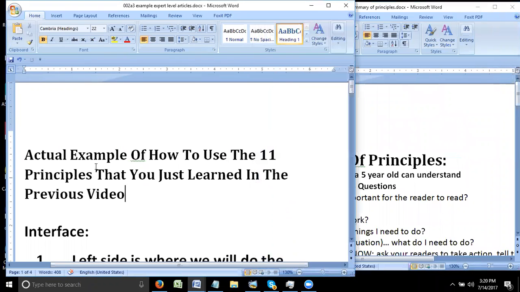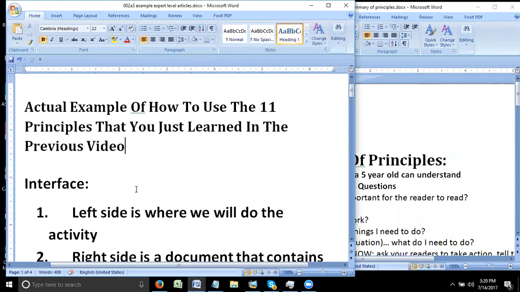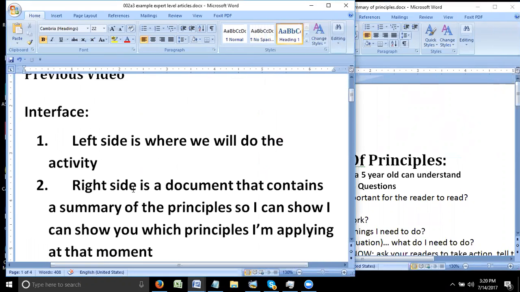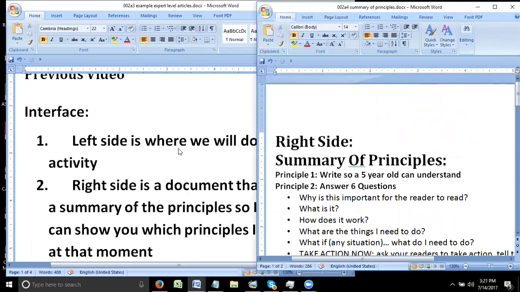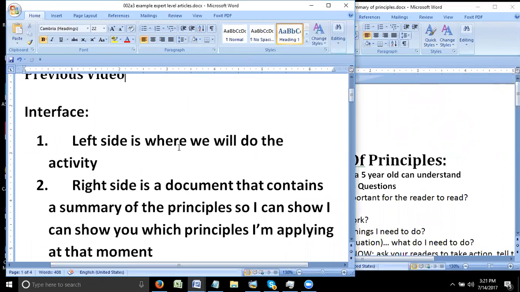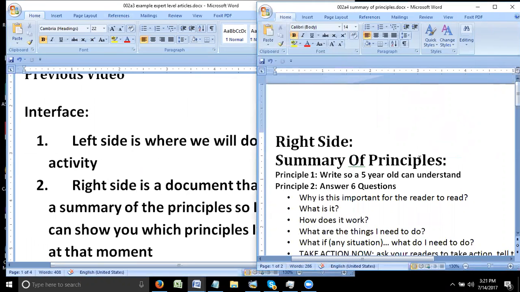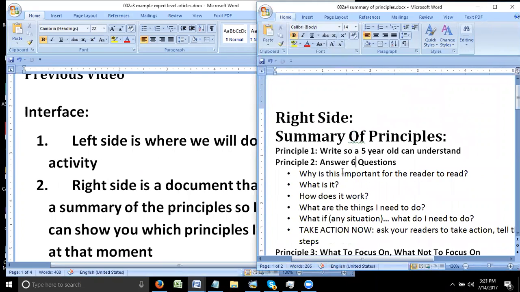Alright, so welcome back. In this video, we will talk about the actual example of how to use the 11 principles that you just learned in the previous video. So let me explain to you first the interface. I'm just using Microsoft Word on two separate windows. On the left side is where we will do the activity, and on the right side is a summary of the principles that we just discussed in the previous video.